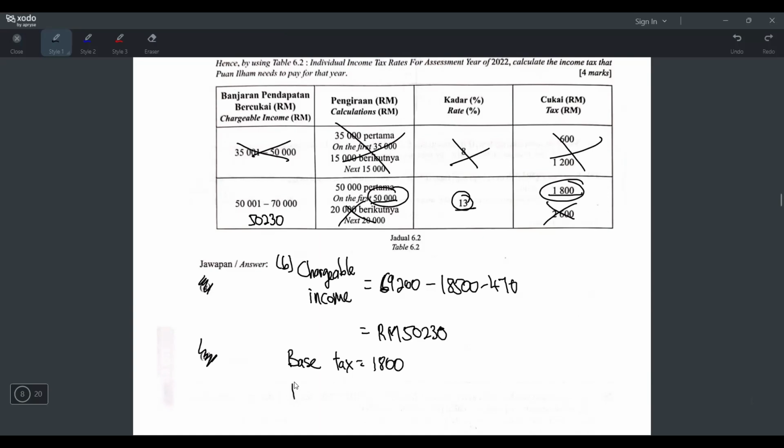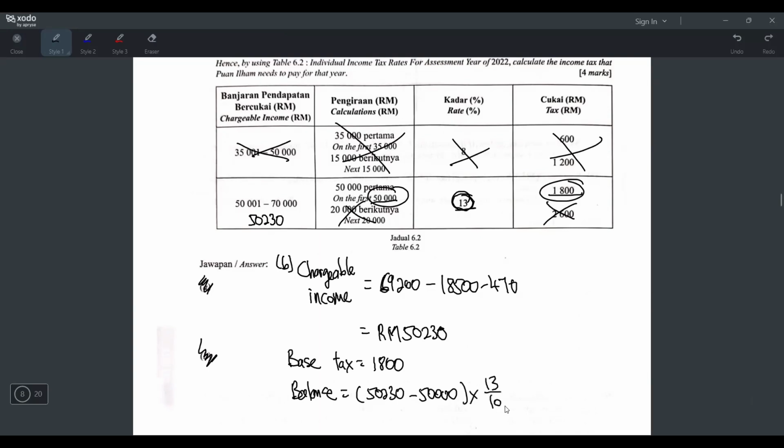Okay. And then how to get the balance? The cukai baki. This 1,800 is untuk 50,000 pertama, on the first 50,000. So yang berikutnya, the balance, it has to be 13%. So what I have to do is take 50230, the total chargeable income, minus with 50,000. Because for the first 50,000 saya sudah bayar already. That's the cukai dasar. So to get the cukai baki, the balance, you have to tolak dengan 50,000 yang pertama and then darab dengan 13%.